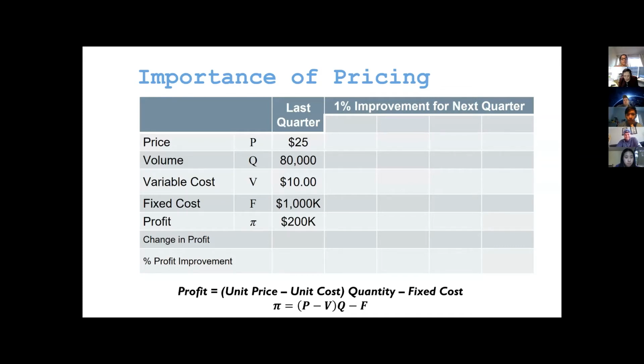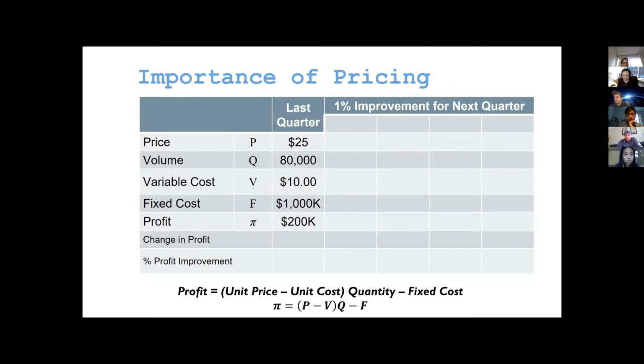And so as you see down in the bottom, here you have a basic profit equation, which is relatively straightforward. It's the unit price minus the unit cost, $25 minus $10, multiplied by the quantity sold, which is 80,000, minus the fixed cost to produce, this $1 million. That's going to give you your $200,000 in profit from last quarter.